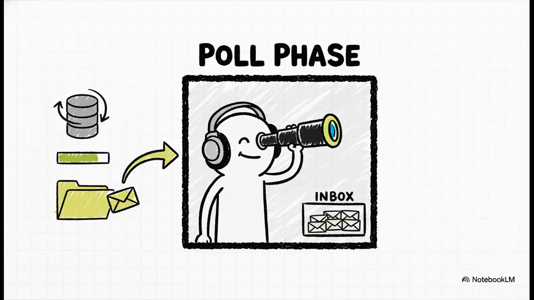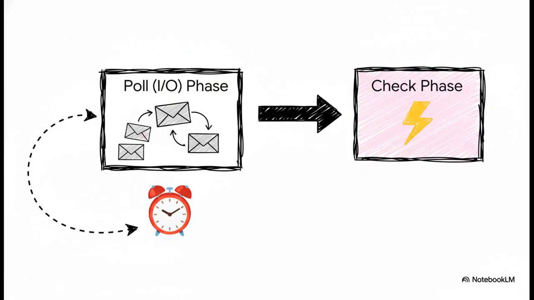Let's just zoom in on that poll phase for a second, because it's so important. This is really the workhorse of Node's async power. When your database query comes back or that file read is finally done, the callback gets queued up right here, ready to be executed. And this brings us to a classic Node.js brain teaser.